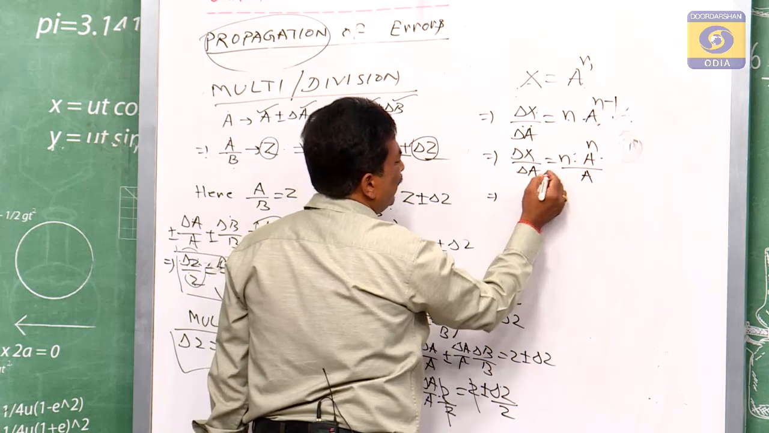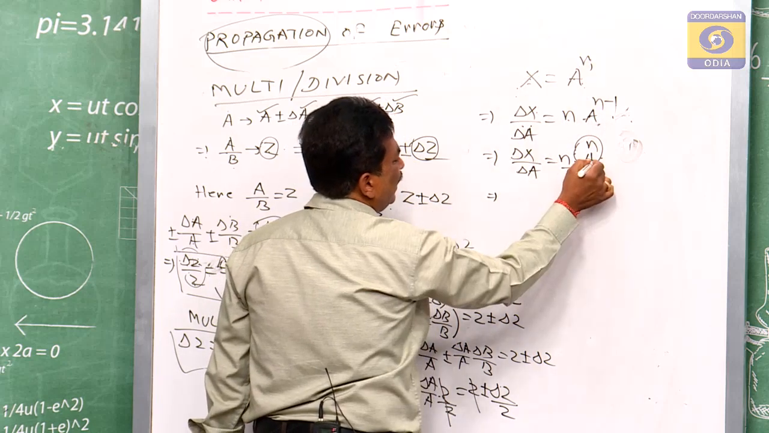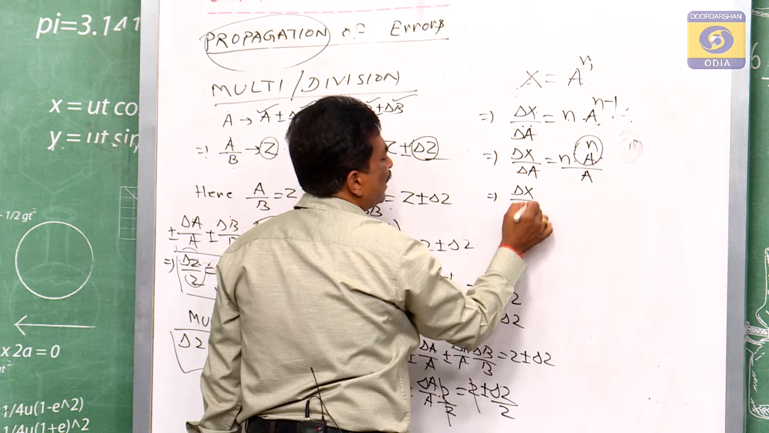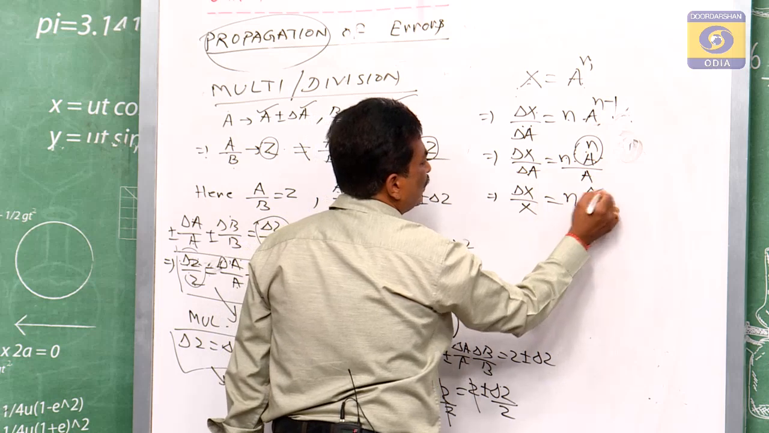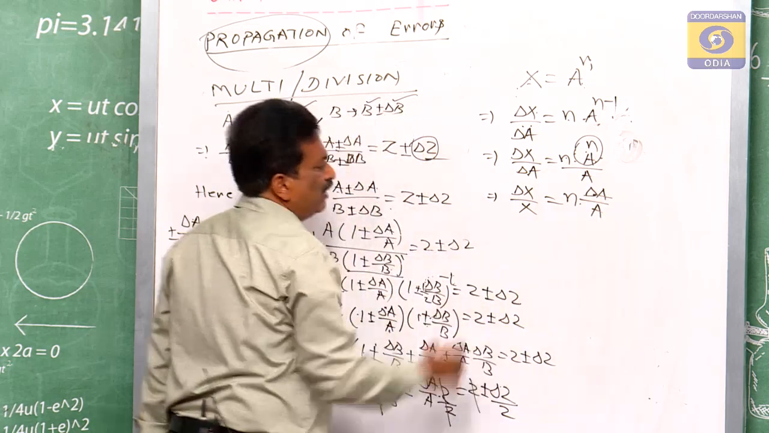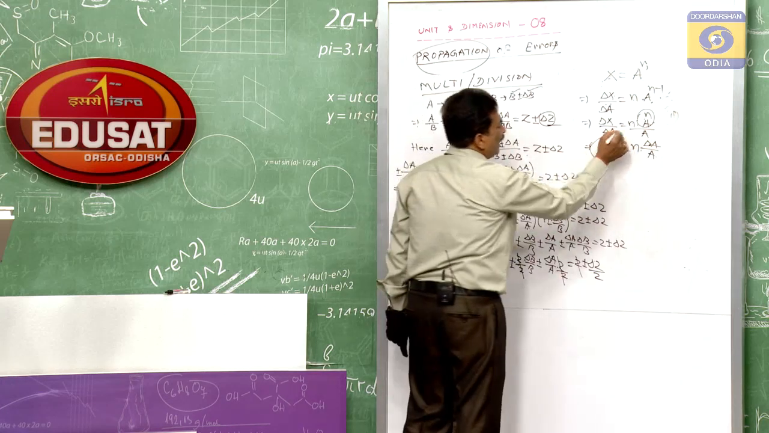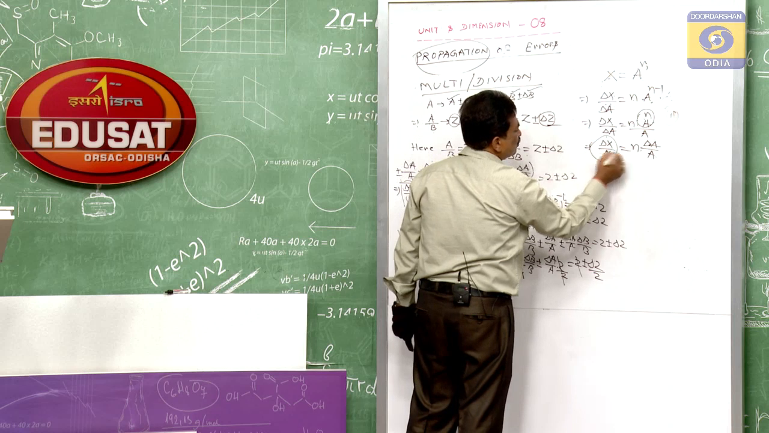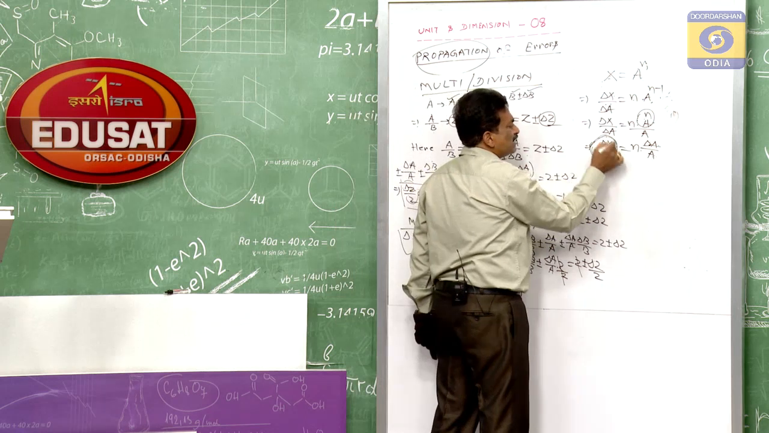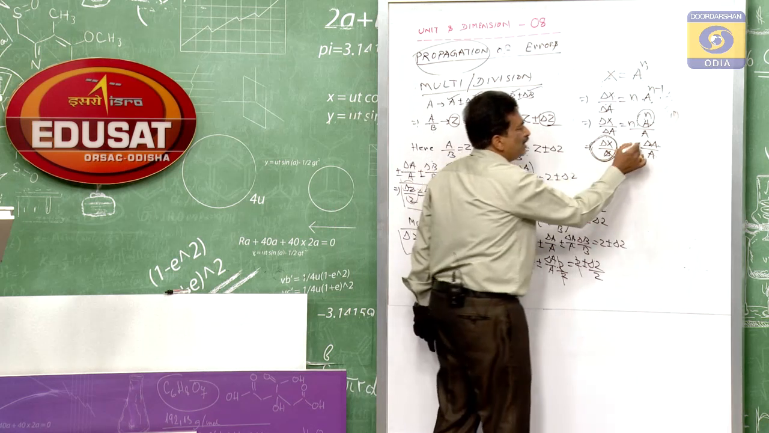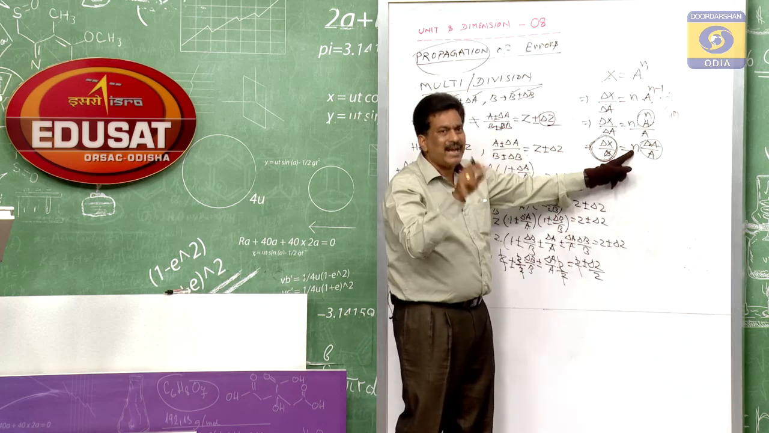If we rearrange them, then what will you find? A to the power of n is equal to x. If this is equal to x, then del x by x is equal to n times del a by a. So del x by x is equal to n times del a by a. Here del x by x is the relative error, del a by a is the relative error, and the relative error is multiplied n times.